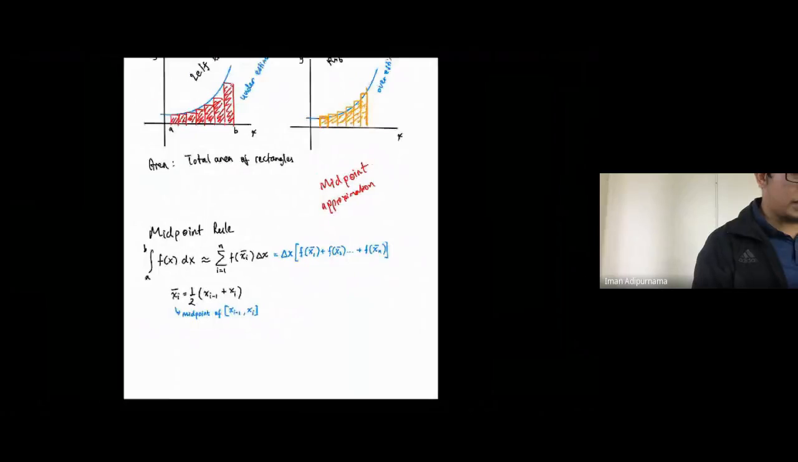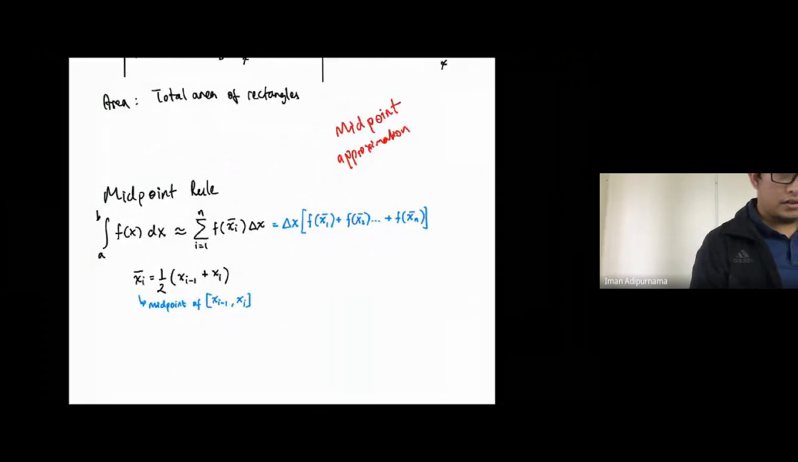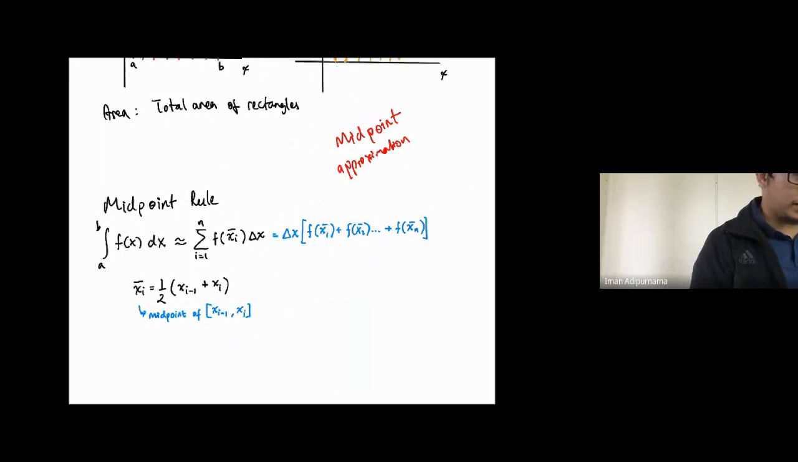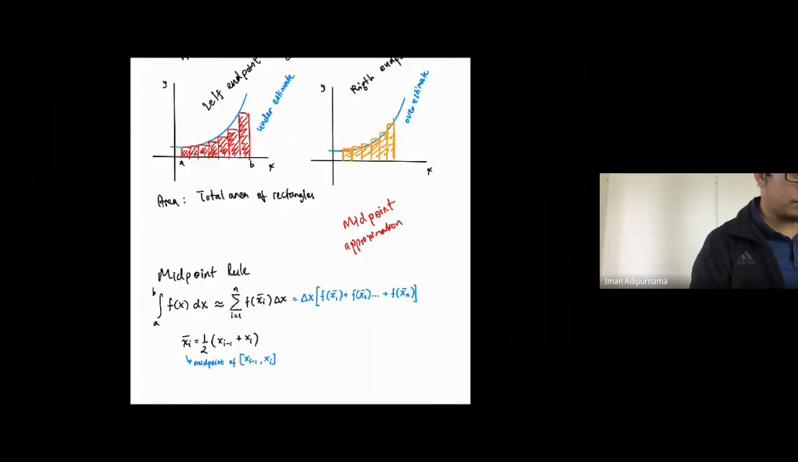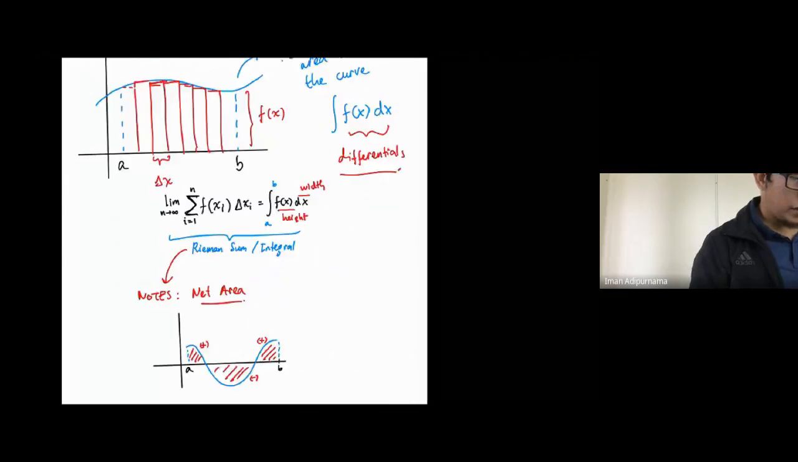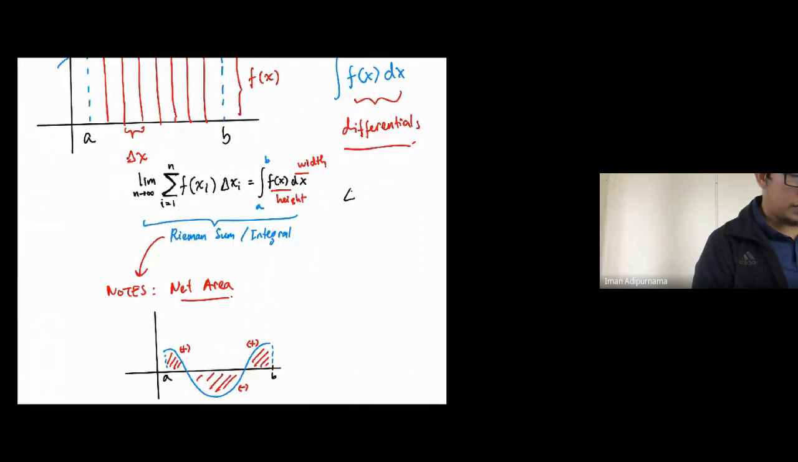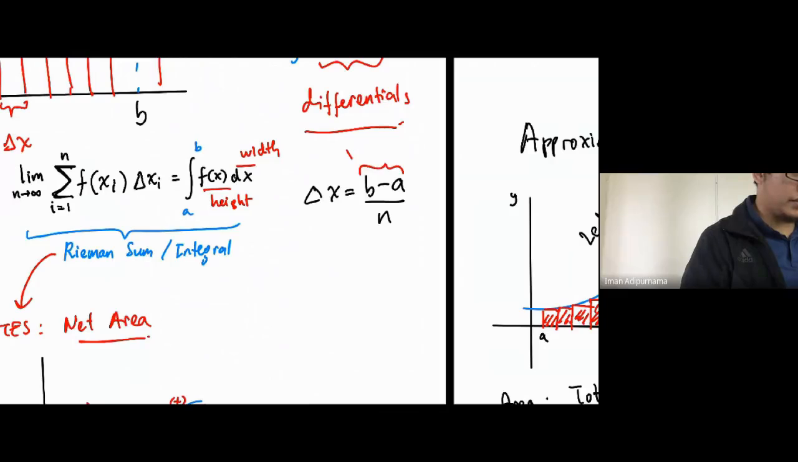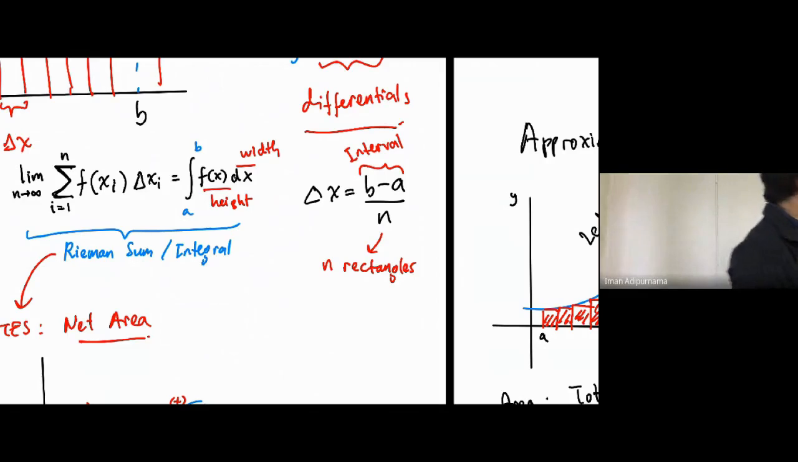And for delta x, if I give you the delta x formula, let me write some notes here. Delta x is (b minus a) divided by n. This is the interval, and this is n rectangles. How many columns do you want to make? Just a note.